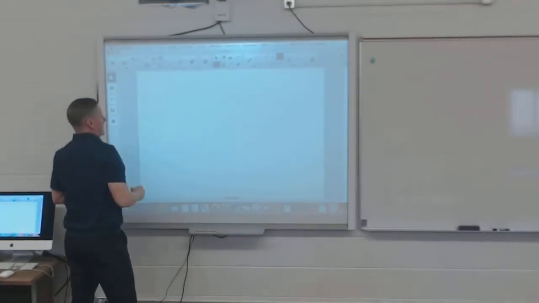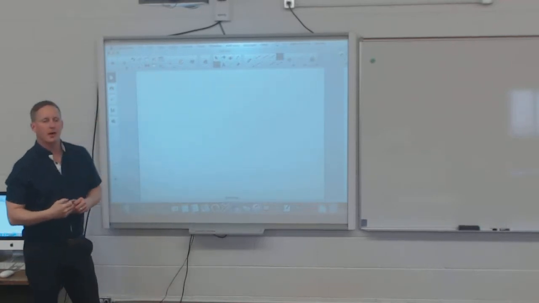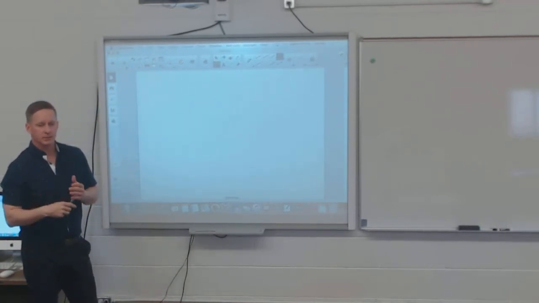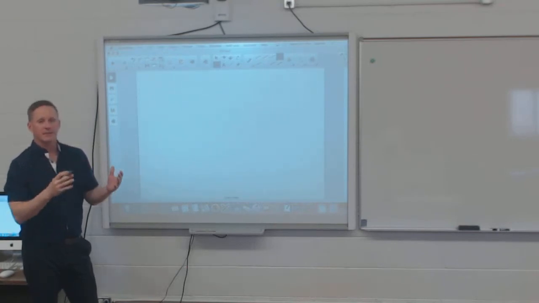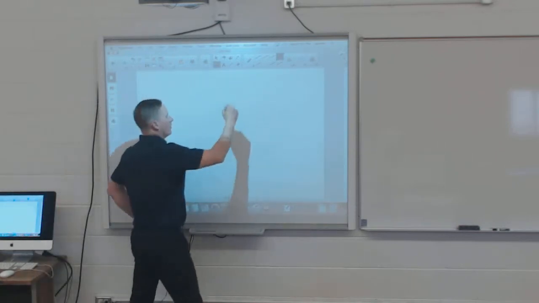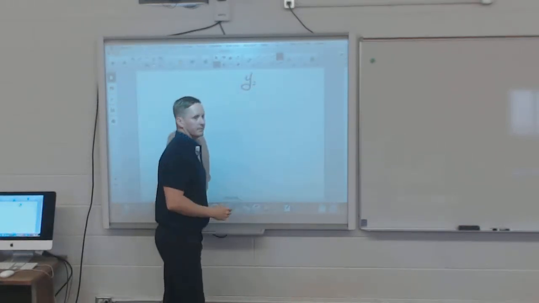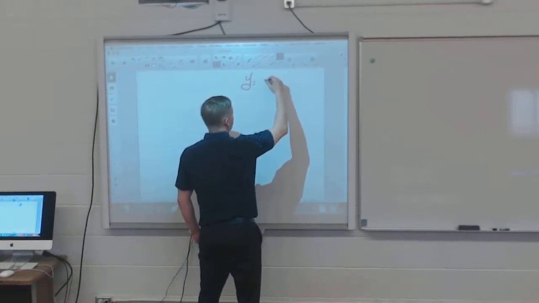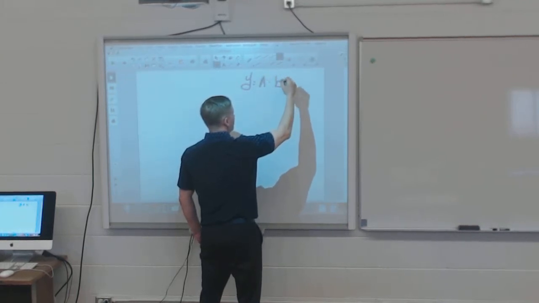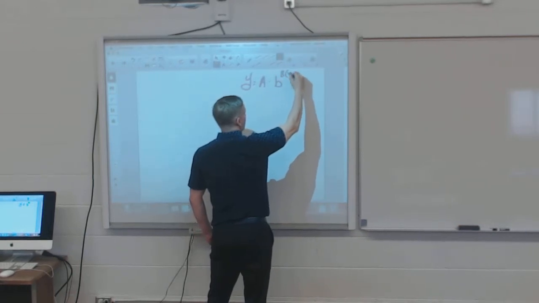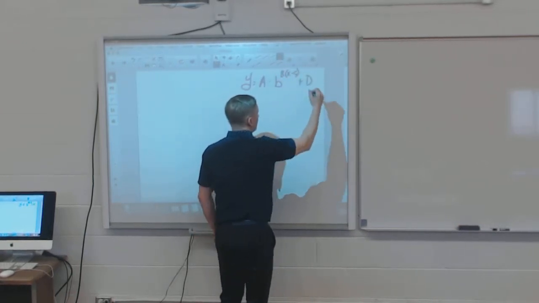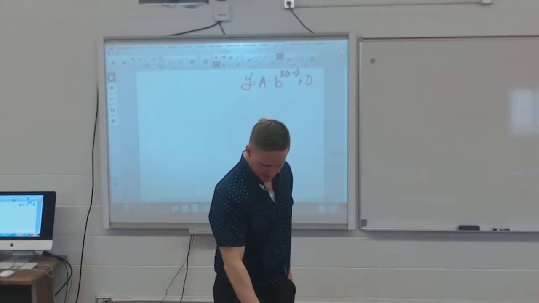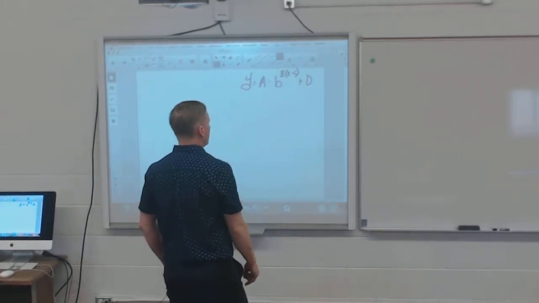Now, at the start of the year, we talked about transformations: A, B, C, and D. They all affect every single graph the same way. So when I'm talking about an exponential function, I can write it like this: A, B, x minus c plus d. I'll make sure that's right. I think it is. Yeah.